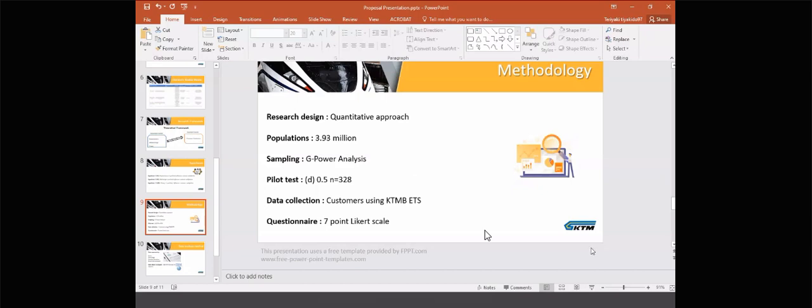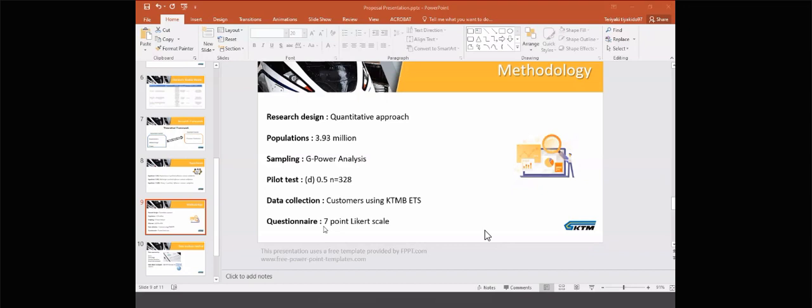Okay. I discussed with my supervisor, and we used G*Power analysis for the pilot test, and I got an effect size of 0.5 and N equal to 328. So for my research, the respondents would be 340 to 400. We already decided that the data will come from customers using KTMB ETS, because most students and people are using KTMB ETS nowadays to minimize their time and cost.